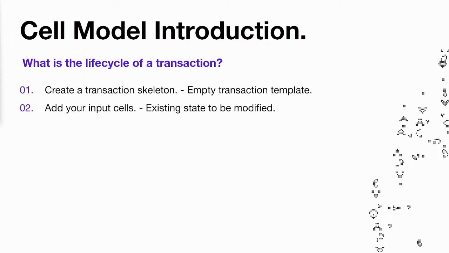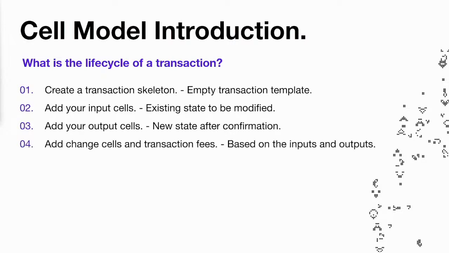So you add in your input cells, right? This is the existing state that we're going to modify. Then you put in your output cells, right? This is the new state that will exist after confirmation. Then you add in your change cells and transaction fees. Once you have your input and your output cells, you can calculate: do I need change? How much am I going to pay the miners? You can do that math, and you can create and modify cells as needed to reflect that.